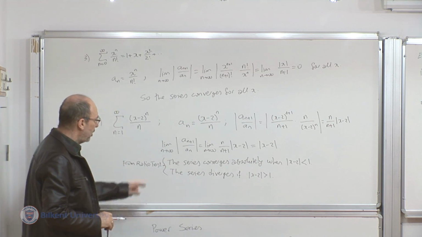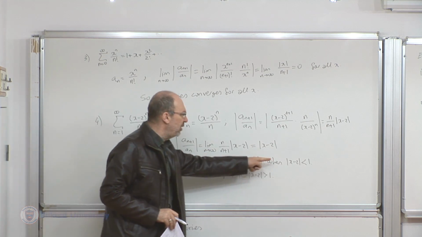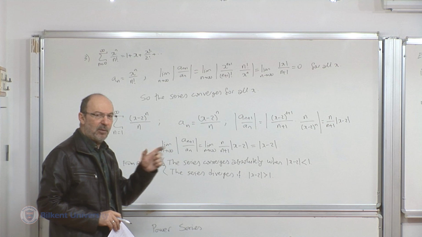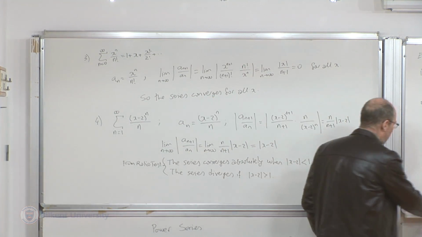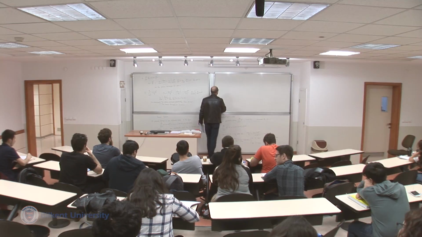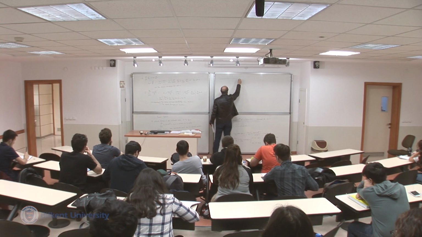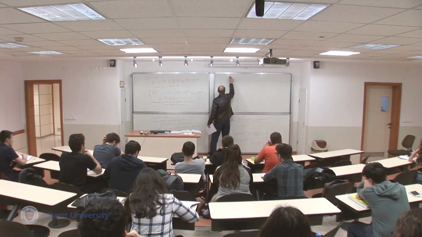Okay, so you see that the ratio test tells you what's happening in this interval, outside the interval, but not at the boundary points. So we have to do the boundary points separately. Okay, so this is the case. Let's first do this one, what this means.